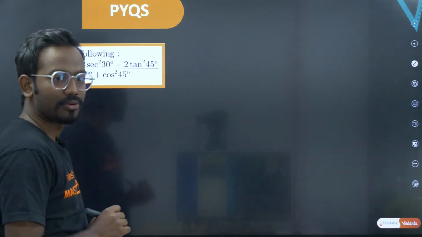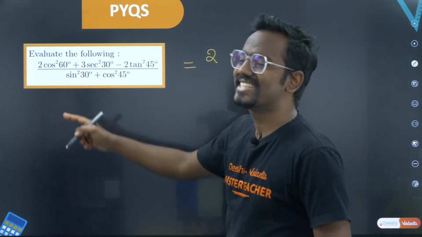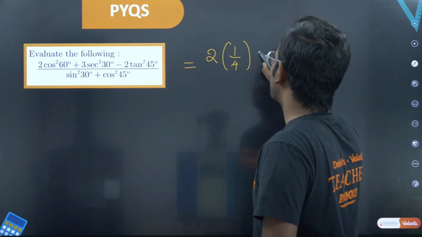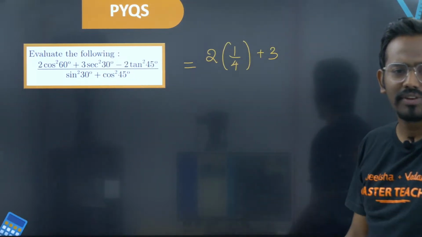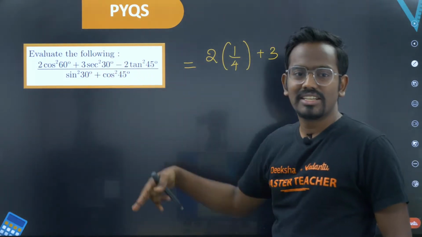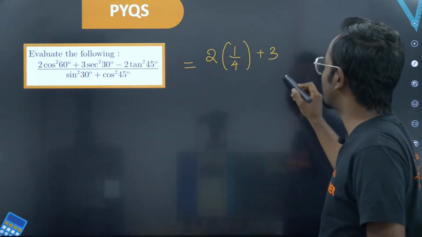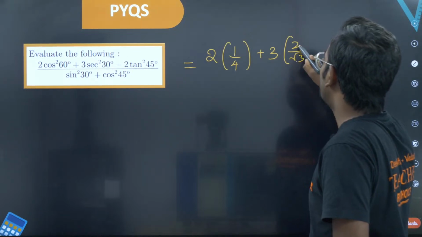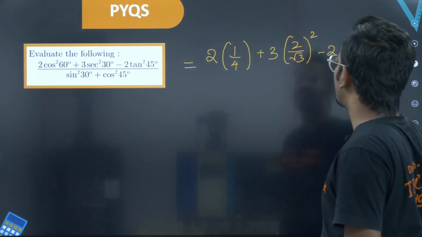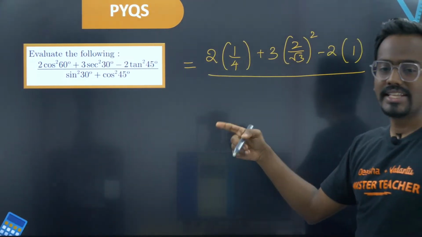Okay, I'll start answering this now. The question is very simple. 2 cos square 60, so 2 into cos 60. Cos 60 is 1 by 2. 1 by 2 whole square is 1 by 4. Plus 3 times secant square 30. Whenever you get cosecant or secant, think of cos or sin and reciprocate them. So secant 30 means 1 by cos 30. Cos 30 is root 3 by 2, so this will be 2 by root 3. So you have 2 by root 3 whole square. Now with that you have minus 2 times tan 45, divided by sin square 30.